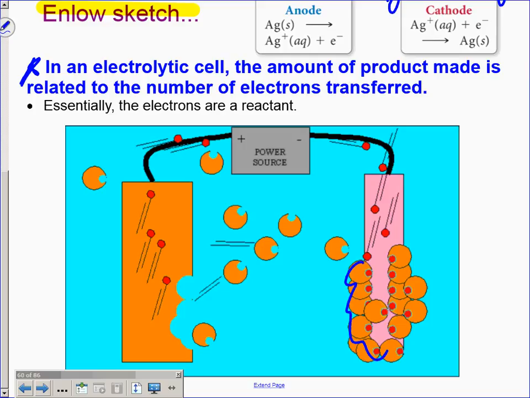So this right here is your little beard. That's your plating occurring. The mass that's plated there is directly related to the number of electrons that flow. So we're going to get to that now, okay?